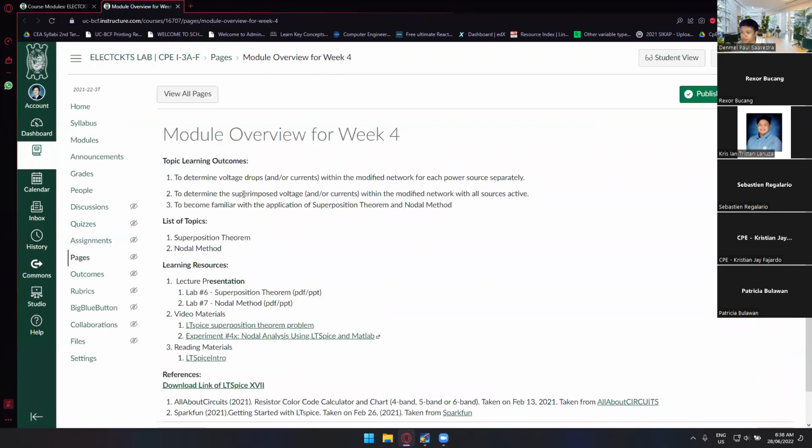It's pretty much the same with whatever you have learned in lecture. It's just that in here you're going to verify that one using LTspice. You're going to determine the voltage drops or the currents within the modified network for each power source separately, and then you'll determine the superimposed voltage or current with the modified networks with all sources active. And lastly, to become familiar with the application of the superposition theorem and nodal method with the use of LTspice. We only have two topics, two modules.